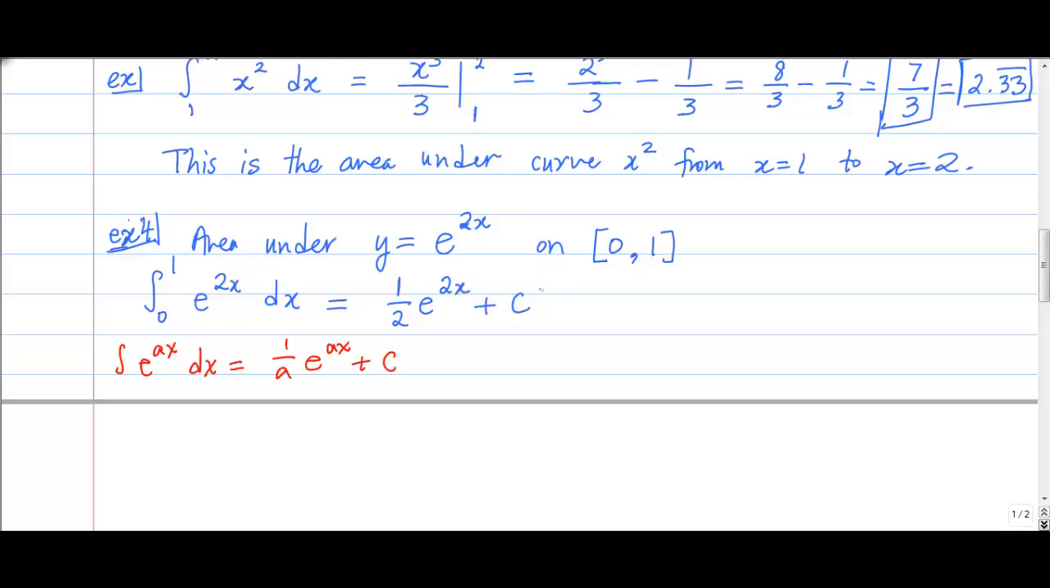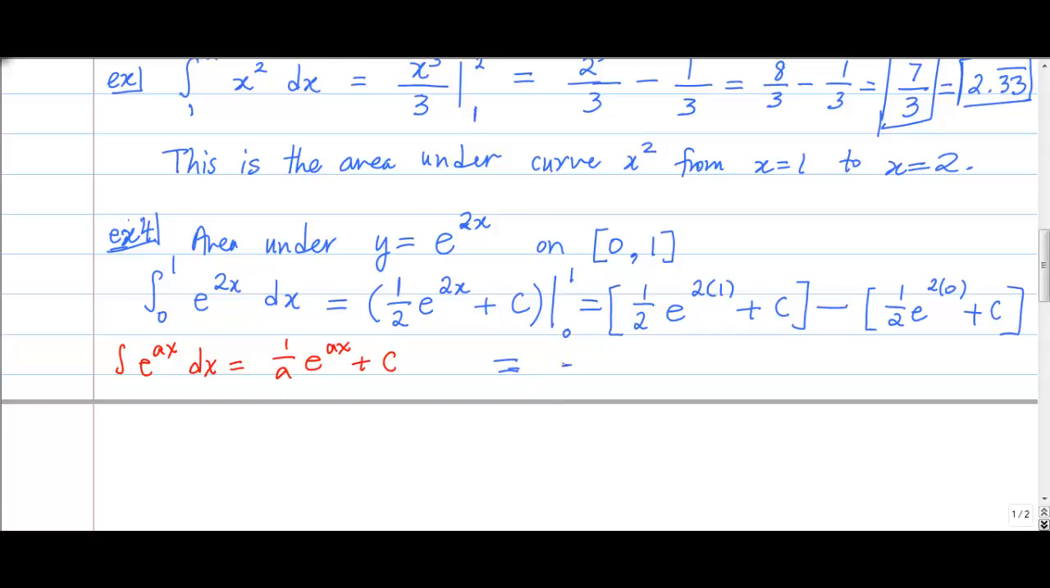You don't put the plus c when you have definite integrals, but I'm going to put it in for you so you can see what happens to it. So we took the integral and now we're going to evaluate it from 0 to 1. Let me plug the 1 in. C is a constant. Then you do minus, remember this evaluation notation means minus 1/2 e to the 2 times 0 plus c.